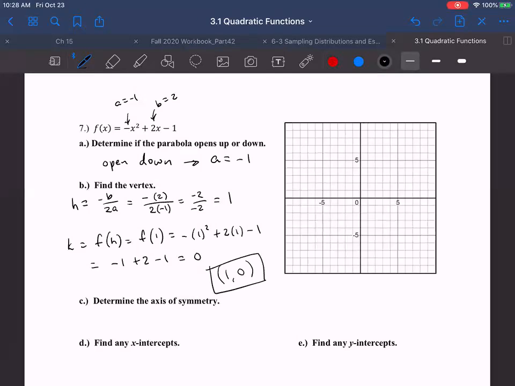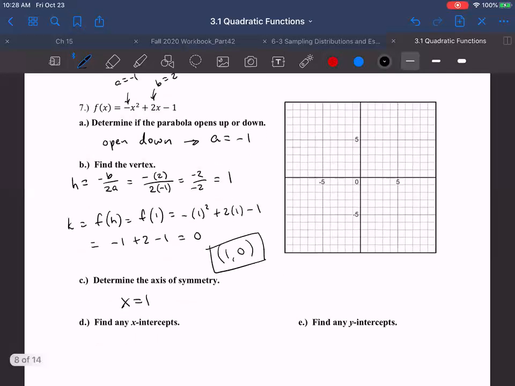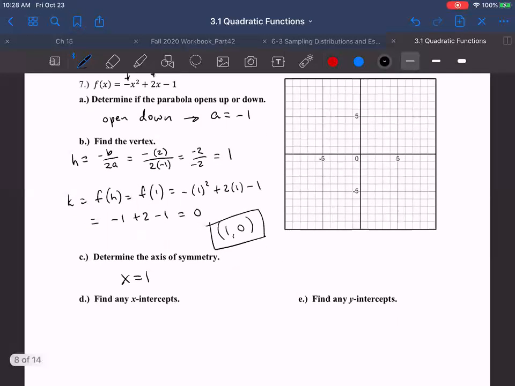Okay. Now, determine the axis of symmetry. It's going to be the same as the previous one, just x equals 1. We just grab that x value from our vertex and we're done. Determine any x-intercepts. So find any x-intercepts.